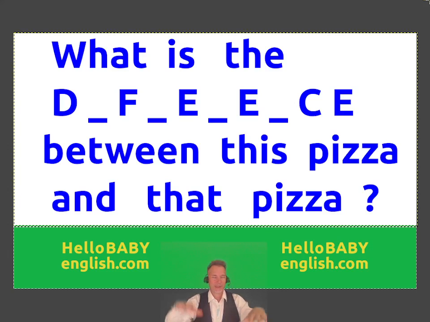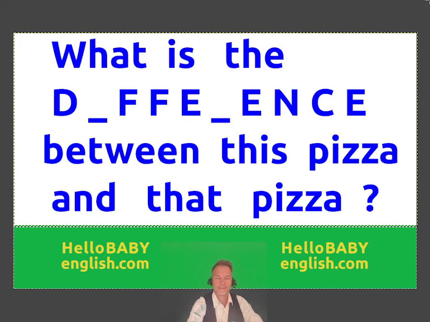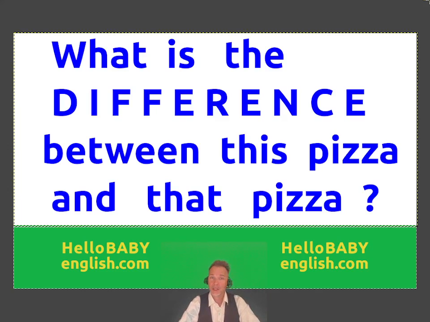In this one, we have 2 pizzas. And we want to know, are they the same? Slowly. Difference. But when we speak quickly, it's only 2 syllables. Difference. What's the difference between?